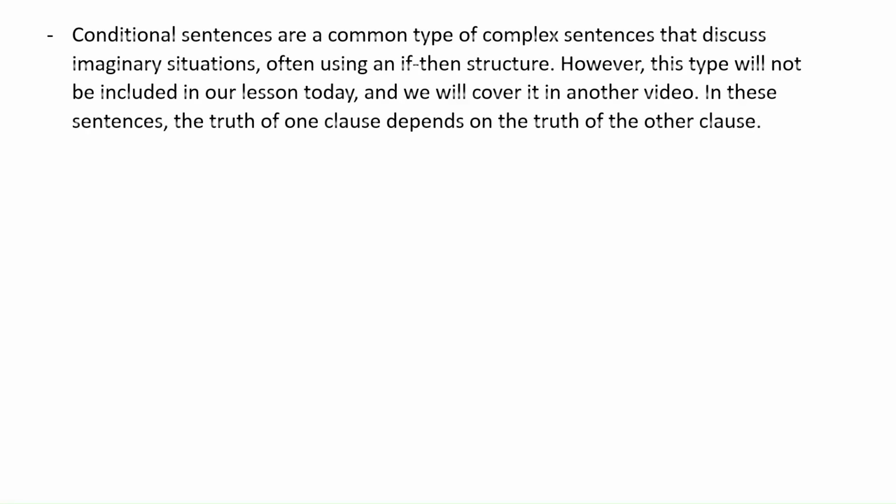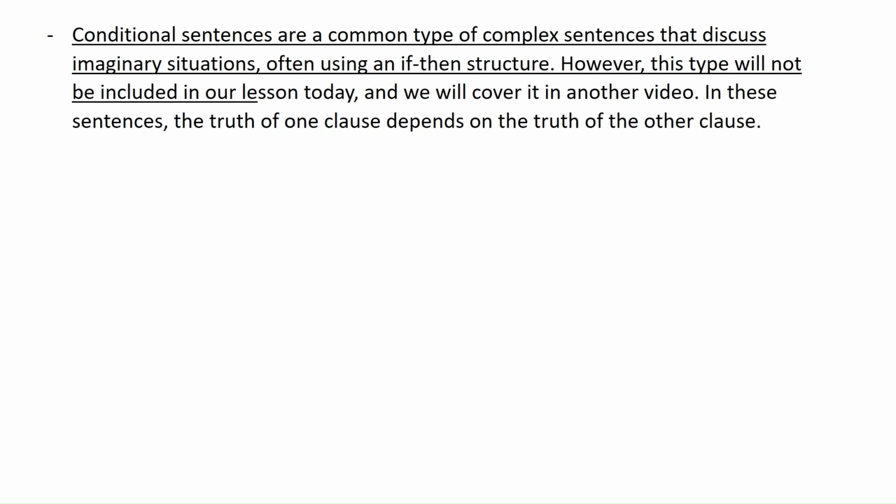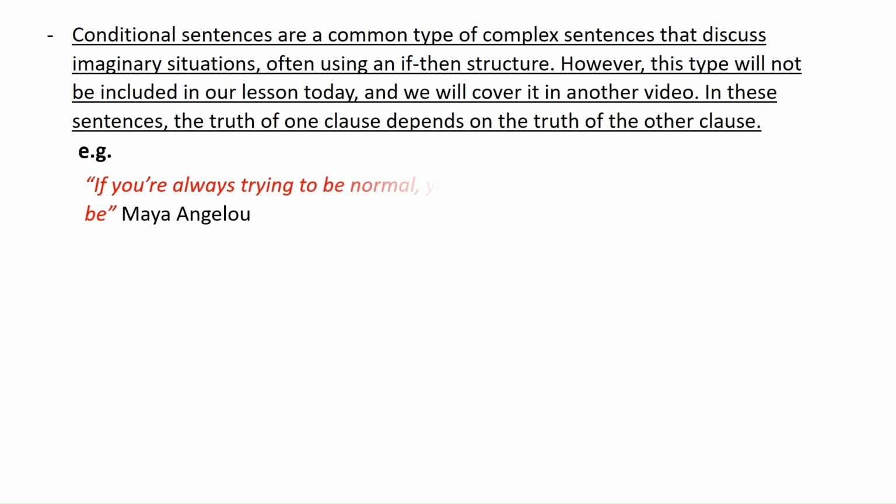Conditional sentences are also a type of complex sentences in which the truth of one clause depends on the truth of the other clause, mostly in an imaginary situation. But we will not include details about it in this lesson. Rather, we will explain it with details in another video. Look at this example. If you are always trying to be normal, you will never know how amazing you can be. This is said by Maya Angelou.